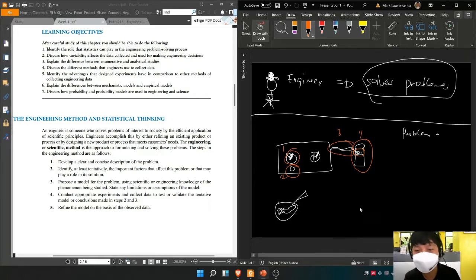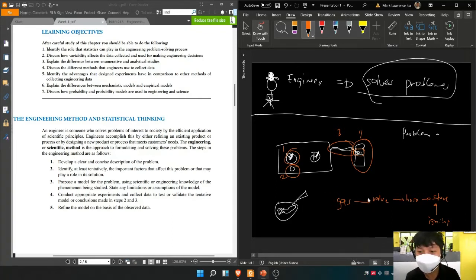Okay, so the model is like this. So gas, then valve, then hose, and then stove, and then we have the igniter. Okay, the igniter. So this is the model.